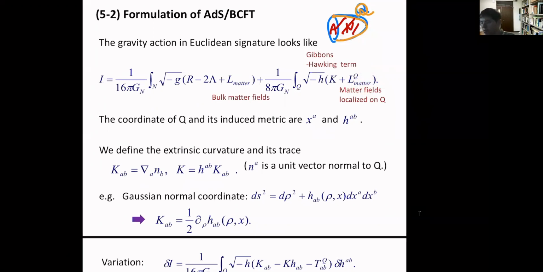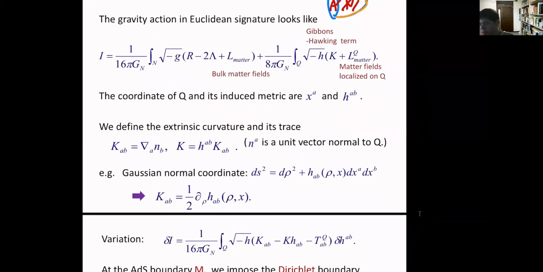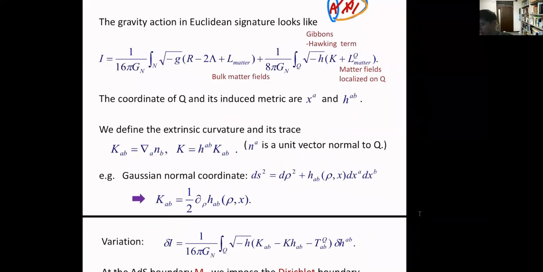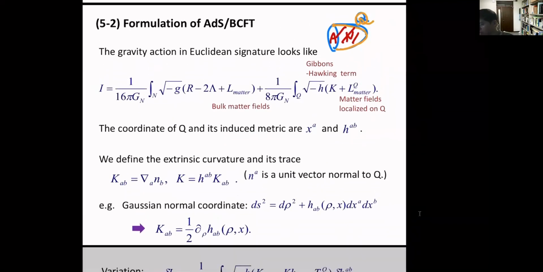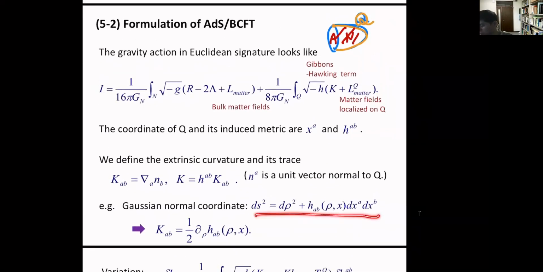Okay, and then we define the extrinsic curvature. One simple example of extrinsic curvature is to assume this kind of Gaussian coordinate, with dρ. We can always use some coordinate transformation to rewrite the metric in this form. Once you have this form, the extrinsic curvature is directly computed this way, just the derivative of this guy.